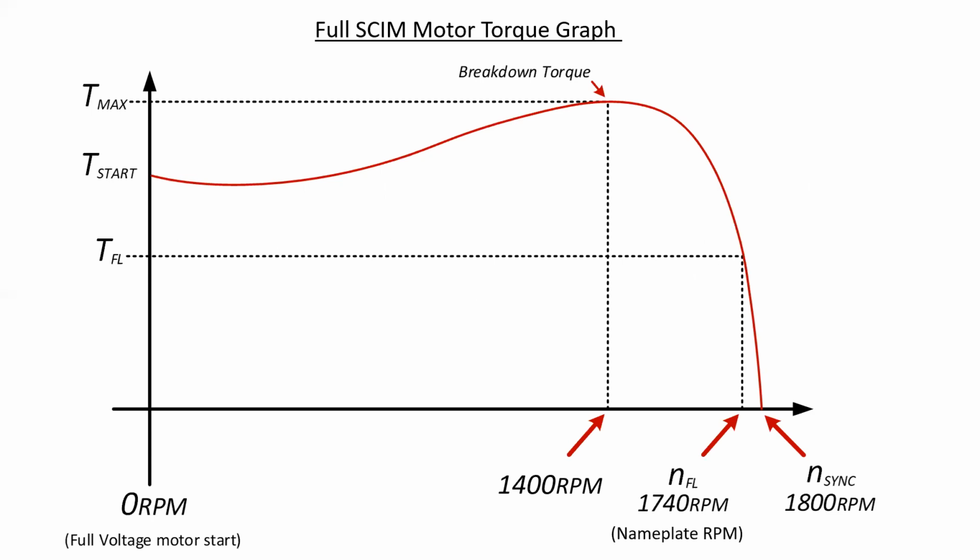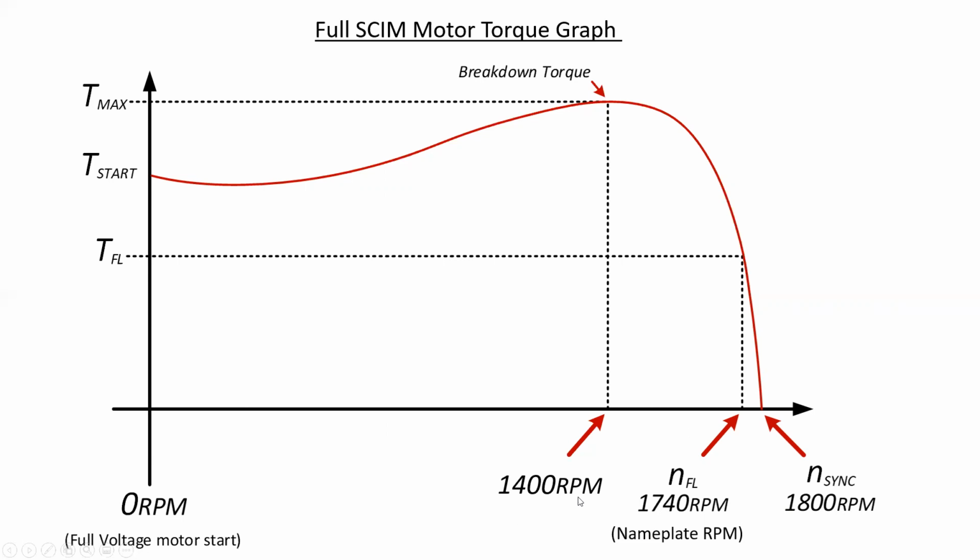But at this point, what I want to draw your attention to is the way that the graph is set up. We have a vertical axis here, which is the value of torque, increases as it gets higher. Over here, we have the horizontal, which is the speed of the motor. And when I say motor, I mean the rotor or shaft of the motor. All the way up here, we have synchronous speed listed at 1800 RPM. Over here, we have the nameplate RPM at 1740 for this particular motor.